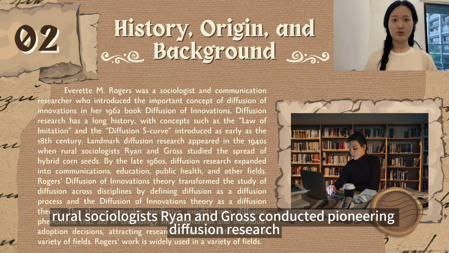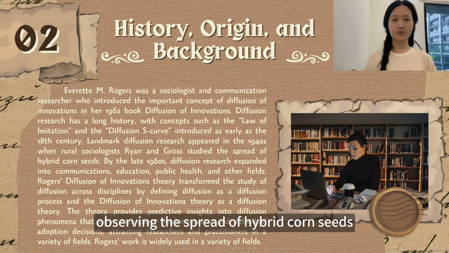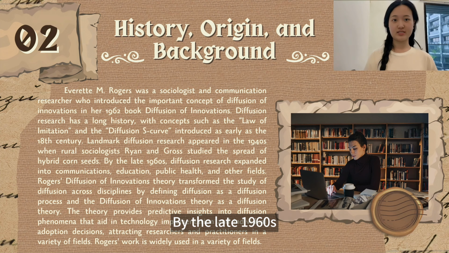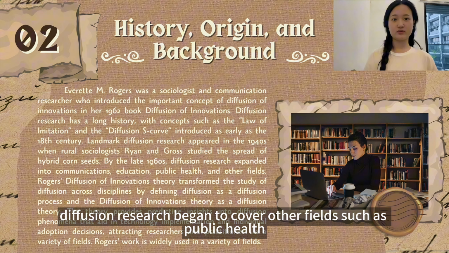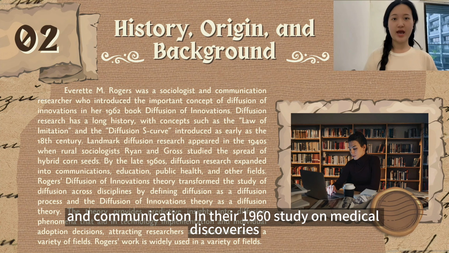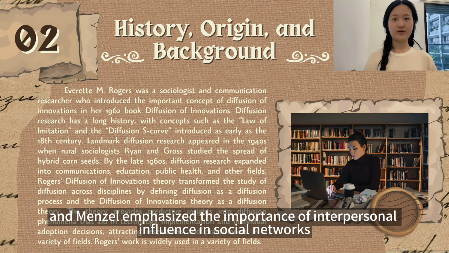In the 1940s, rural psychologists Ryan and Gross conducted pioneering diffusion research, observing the spread of hybrid corn. By the late 1960s, diffusion research began to cover other fields such as public health, education, and communication. In their 1960 study on medical discoveries, Coleman, Katz, and Menzel emphasized the importance of interpersonal influence in social networks.